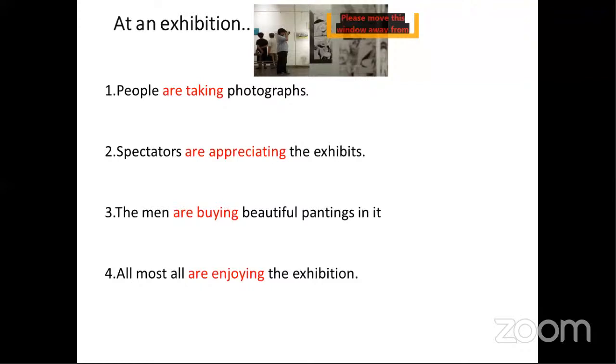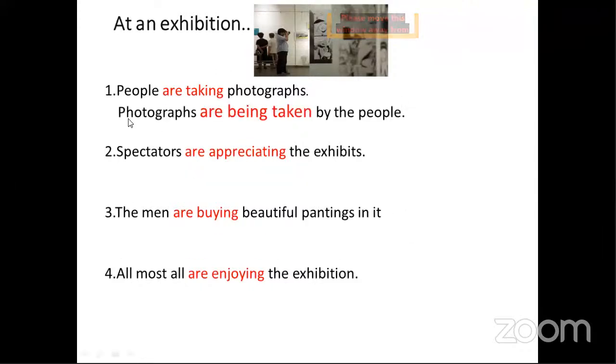Now I have given all these sentences. What you have to do is form these into the passive voice, right? Shall we try? Right, okay, I will help you with the first one. First we have to divide this sentence into the given components. Subject, then are taking is the verb, photographs is the object, no rest of the sentence here, right? So we have to bring this object to the front, then photographs, right?